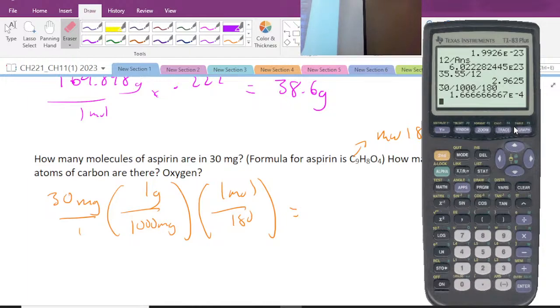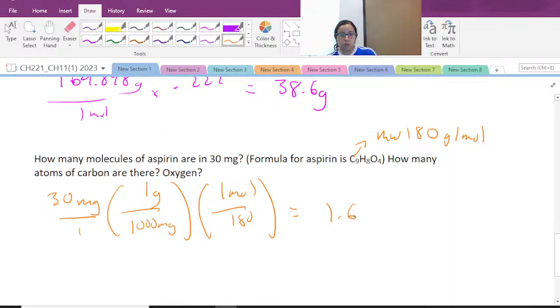All right. Yeah, I like that answer. So did everybody get to this point at least? So 1.66 times 10 to the negative fourth moles. So is everybody here at least? Let's try to make sure I see.